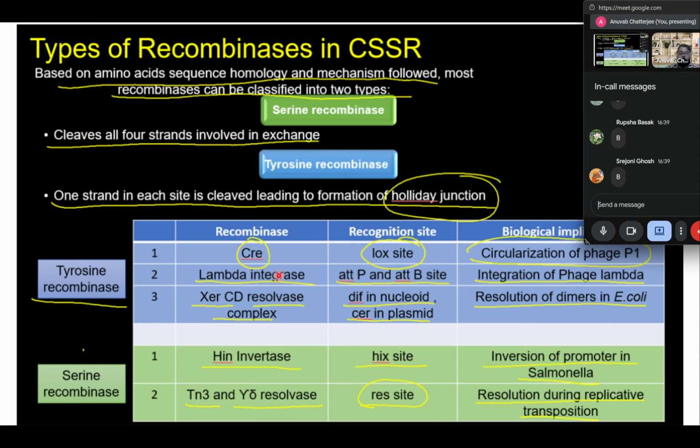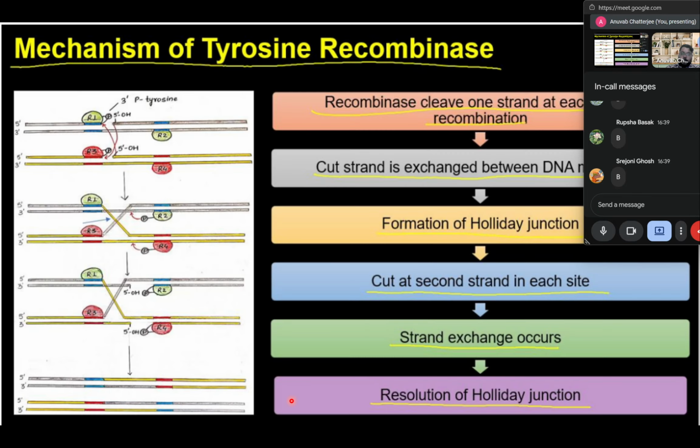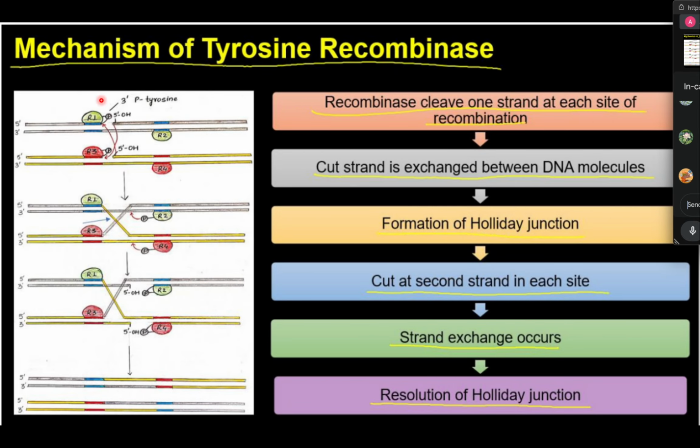These could also include lambda integrase or the XerCD resolvase complex, or on the other hand, serine recombinases, which cut all four strands, include the Hin invertase or the Tn3 gamma delta resolvase. So let us look at how the mechanism of tyrosine recombination works. I would ask you to pay some attention to this. So this is the gap that has been formed, the one site that has been damaged due to some radiation or chemical agent.